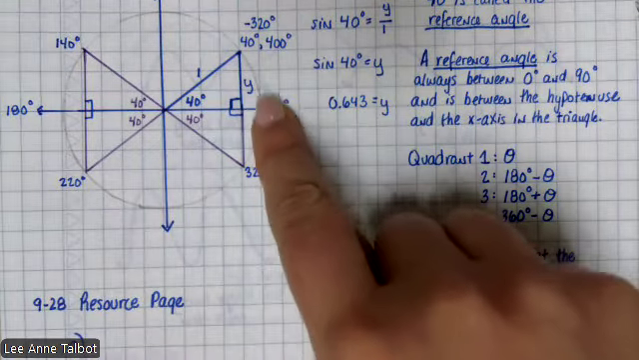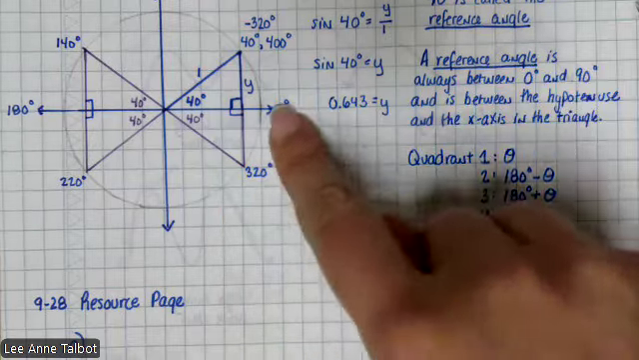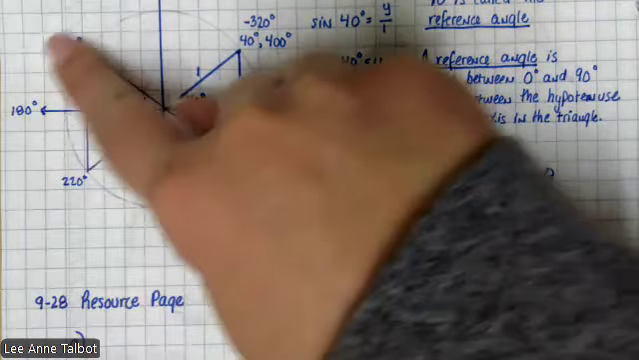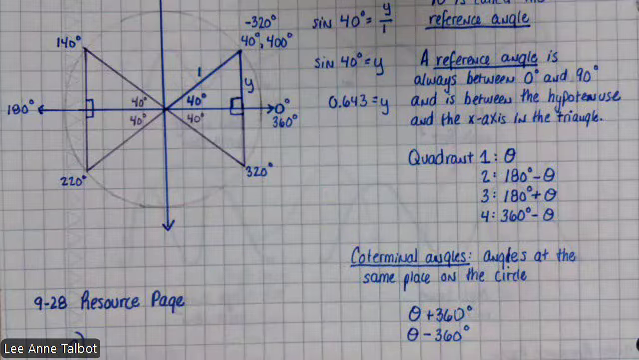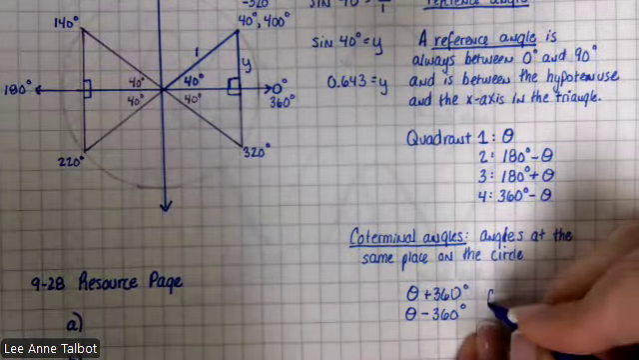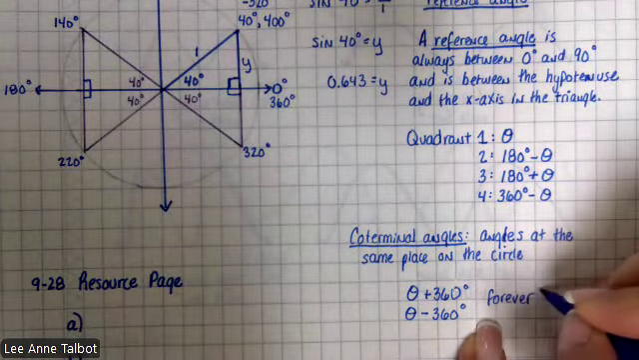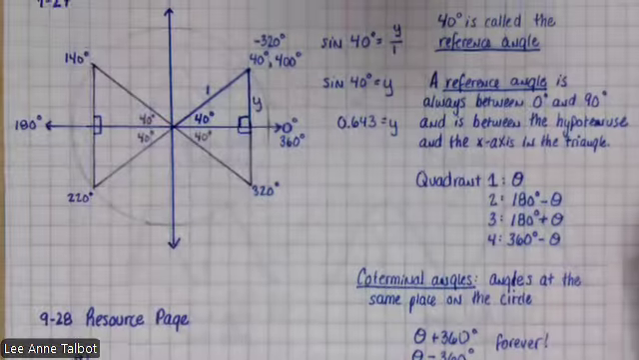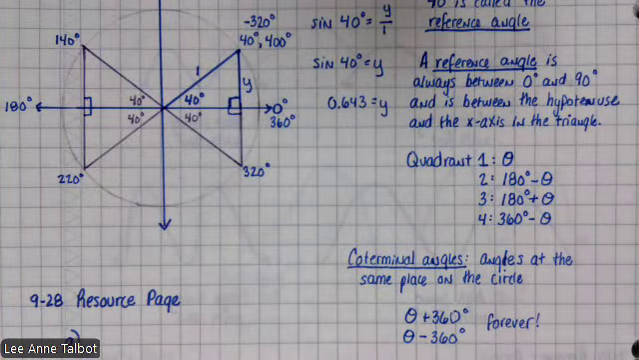So positive rotation is this way. Negative rotation is clockwise, which is kind of counterintuitive. Okay. And put yourself a little note that you can rotate forever. You could find infinite coterminal angles.